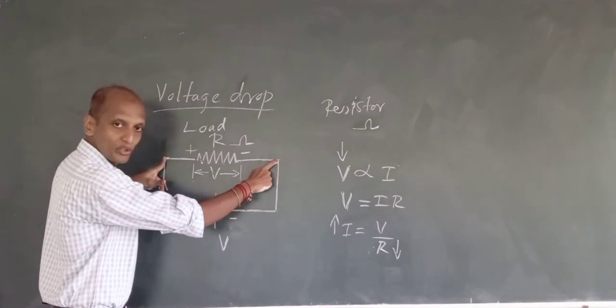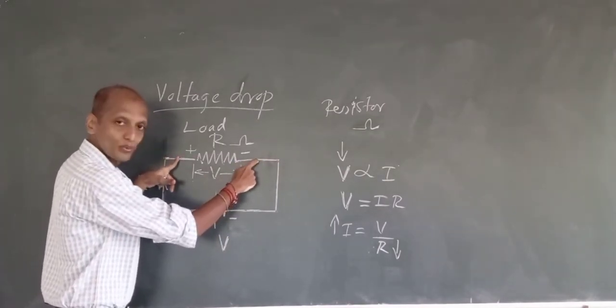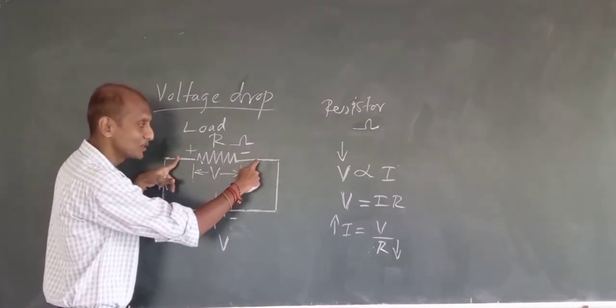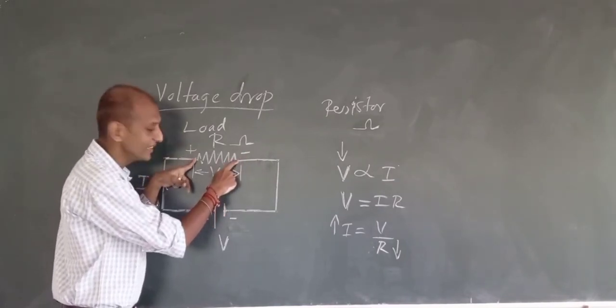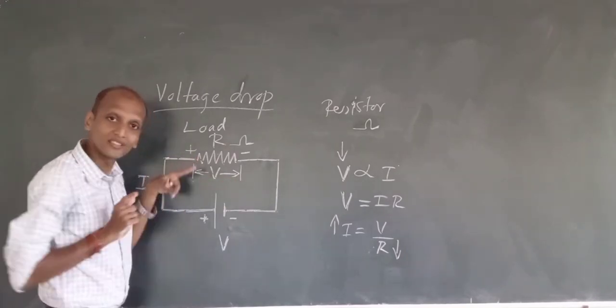If I go for these 2 points, what will be the voltage drop? Again V volts. If I go for these 2 points, again the voltage drop will be what? What is the difference in voltage between these 2 points? It will be V volts, isn't it? So coming to this and this point, again the potential difference will be what? V volts. Is that okay?